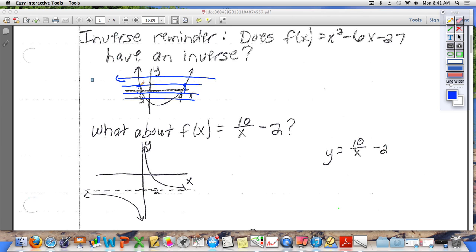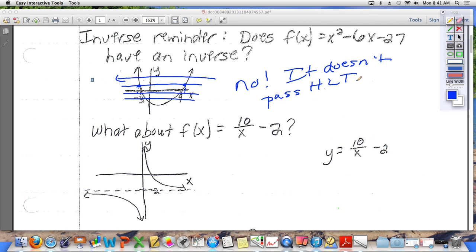So the question here is, does f of x have an inverse? No. And you might even want to say it doesn't pass HLT, meaning horizontal line test. I said that because we talked about that a lot.